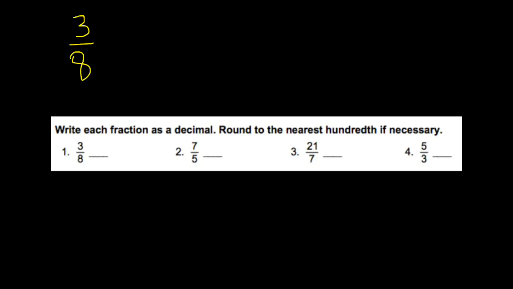So first thing I need to do, if I'm going to change a fraction to a decimal, I'm going to divide. So I'm going to put my division bar. I remember that FISO stands for first number in, second number out. So I'm going to put 3 inside and 8 outside. Now I'm thinking to myself, how many times can 8 go into 3?